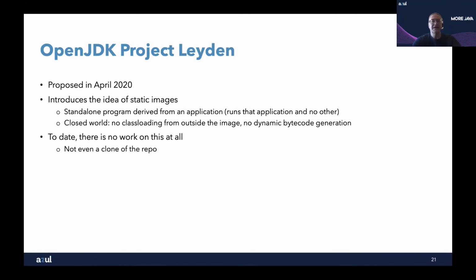There's another thing called Project Leyden that was started, well, I say started, it was proposed back in April of 2020. The idea behind this was looking at how to take a pure Java approach, OpenJDK, rather than the Graal polyglot idea. This is about just dealing with JVM-based languages and looking at how to generate static images for that. What you would do is generate a static program derived from the application, same concept as Graal, but purely for Java or JVM languages.